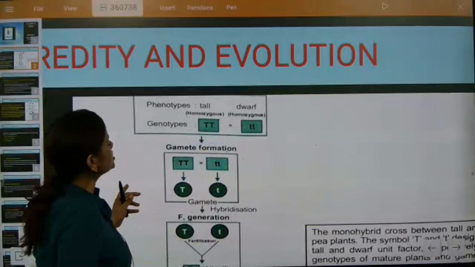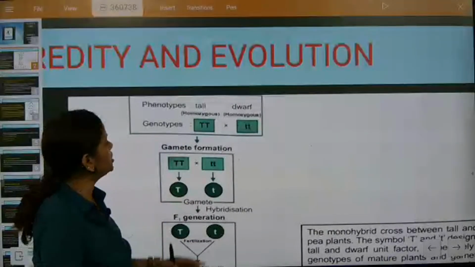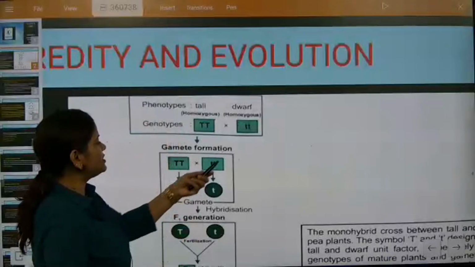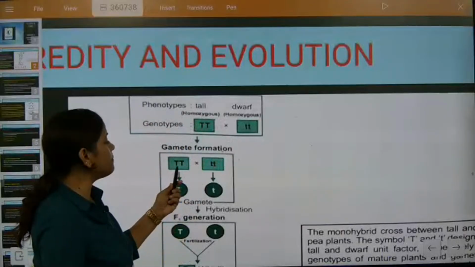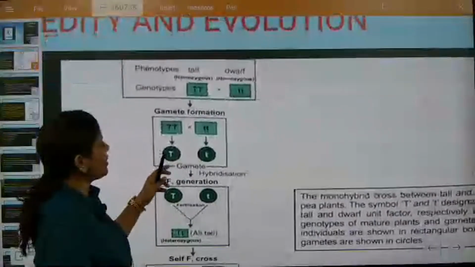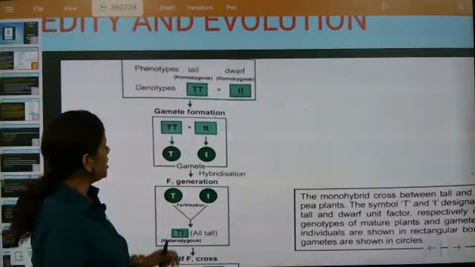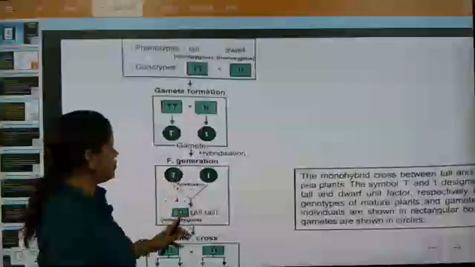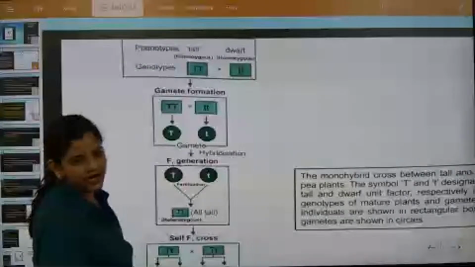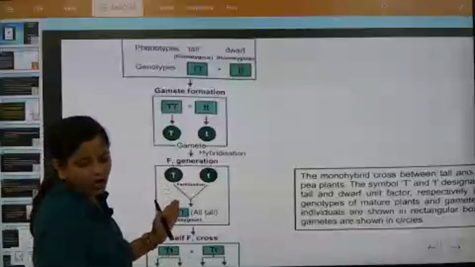Got it? So now next one is gamete formation. At the time of gamete formation, you can't take the pair. You have to take only one. Understood or not? So here at the time of gamete formation, in the first filial generation, only one T and T is taken. Got it? Now, this will give you only Tt. Means all will be tall. Understood? But are they all pure? No. They all are mixed.